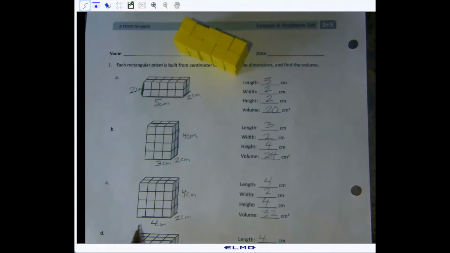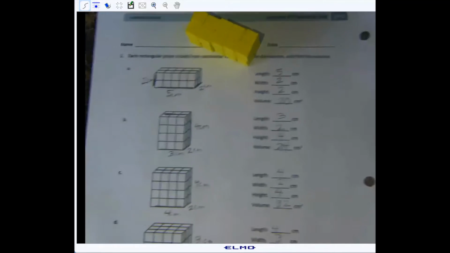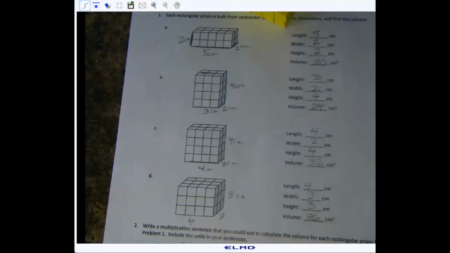All right, this next one has a length of 4. The length is 4, the width is 2, and the height is also 4. So look at our bottom layer, or look at your top layer. It's 4 long and 2 wide. So that's a layer of 8. And there are 1, 2, 3, 4 layers. 8 times 4 is 32. Look right here, 4 times 2 is 8. 8 times 4 is 32. Cool beans. All right, last one.